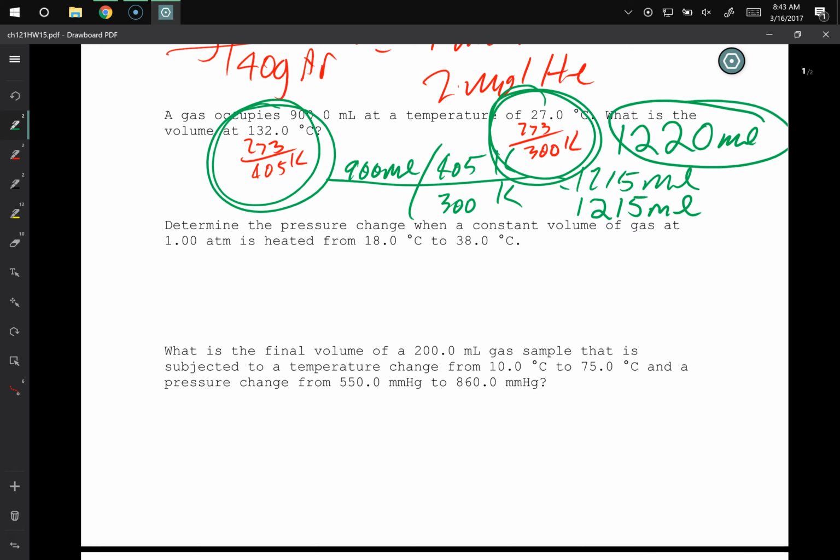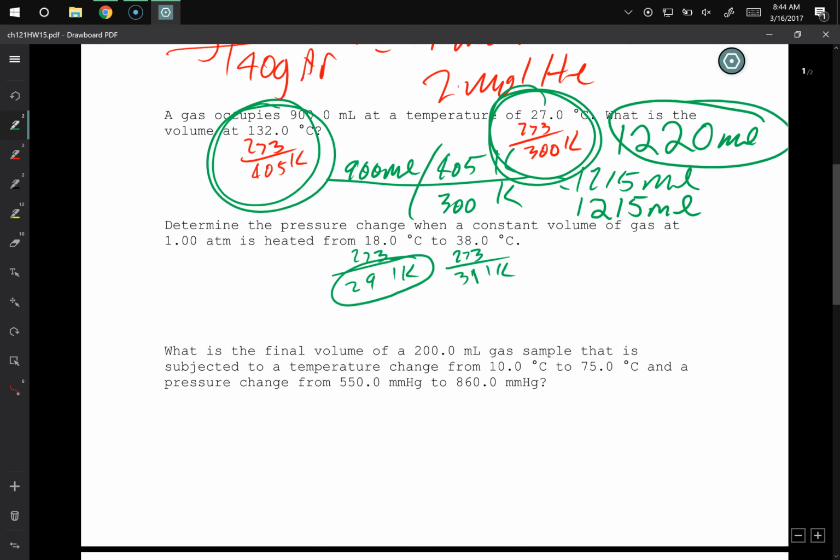Okay, so kind of the same problem, right? 273 K, then 311 K. So my initial temperature is 291 and my final temperature is 311.